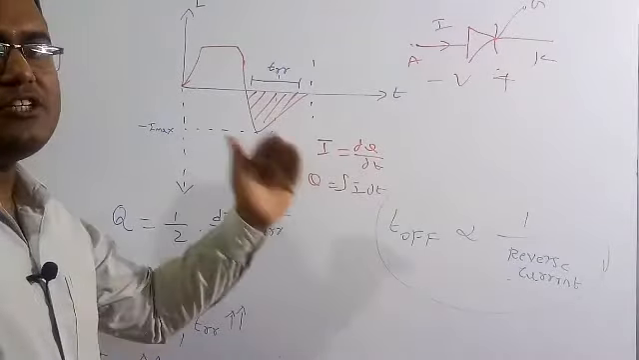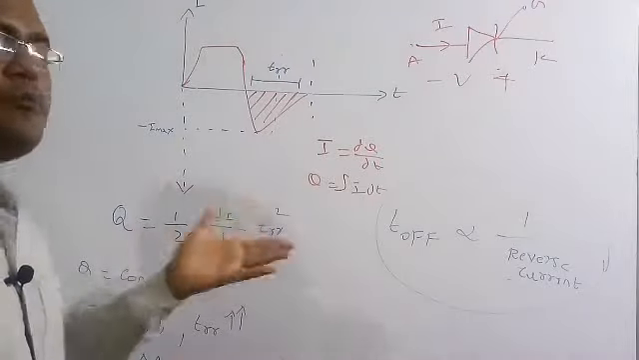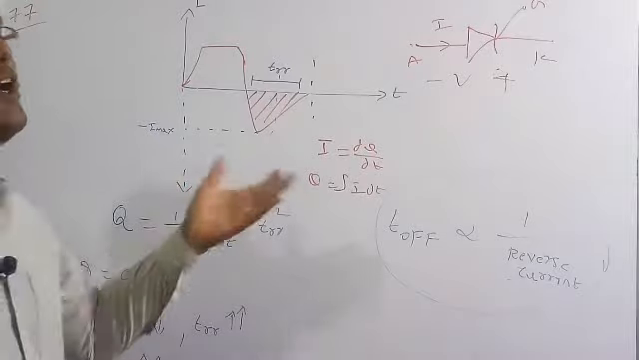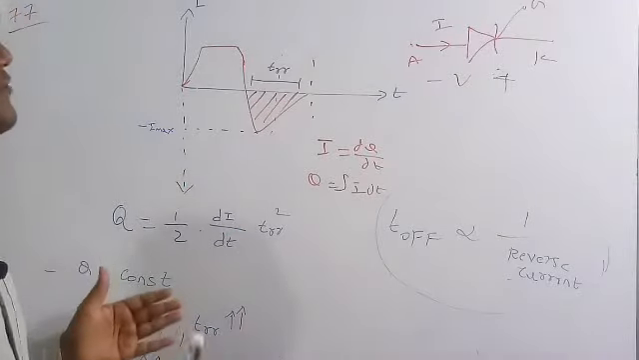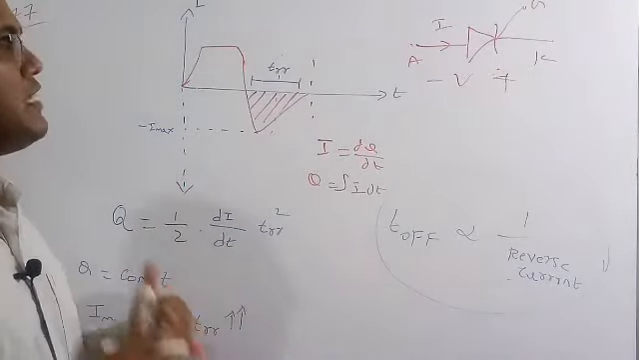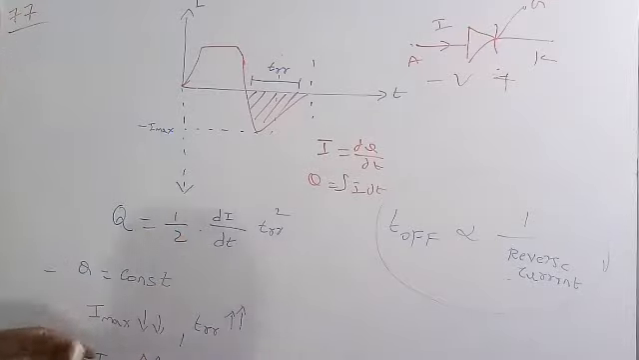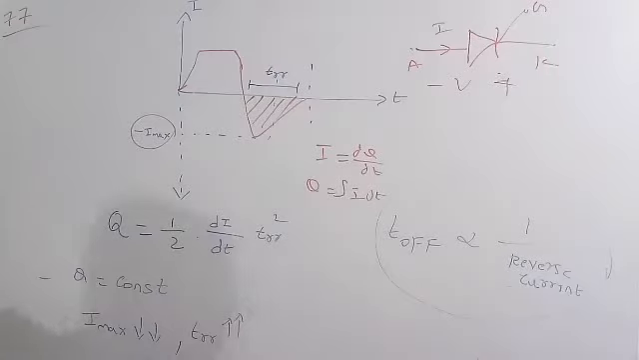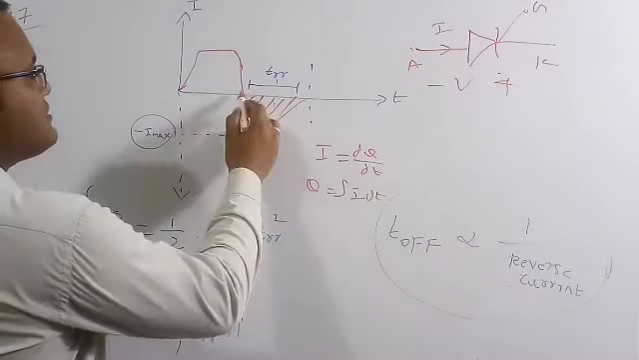Then, the faster we remove the charge from these junctions, the lesser the turn off time will be. If the charge takes more time to remove, then the turn off time will be very high. This is the maximum reverse current, so let me call it I_max. Now this is the basic relation between the charge and the rate of change of current, times the reverse recovery time squared. This is the reverse recovery time.